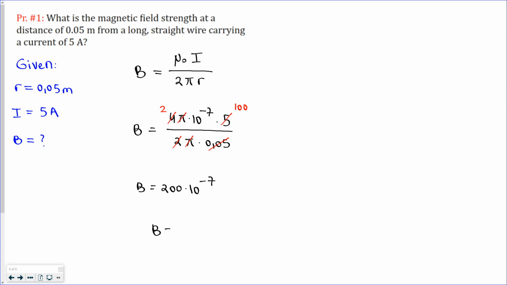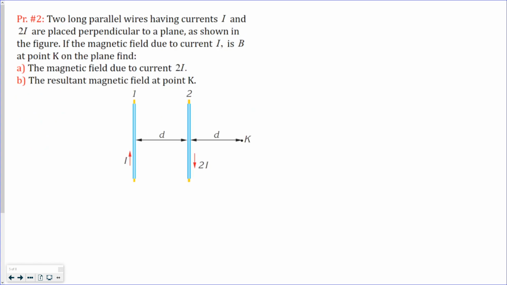Finally, we can write it in more convenient way. 2 multiplied to 10 minus 5. Unit is Tesla. As I said, this is the simplest problem. Now, let's go to the second problem.